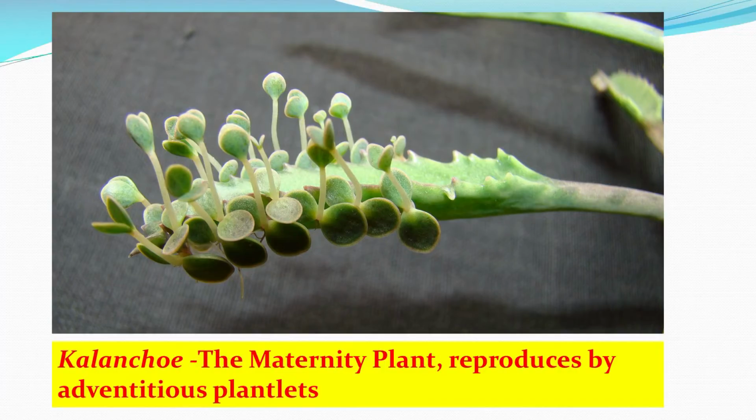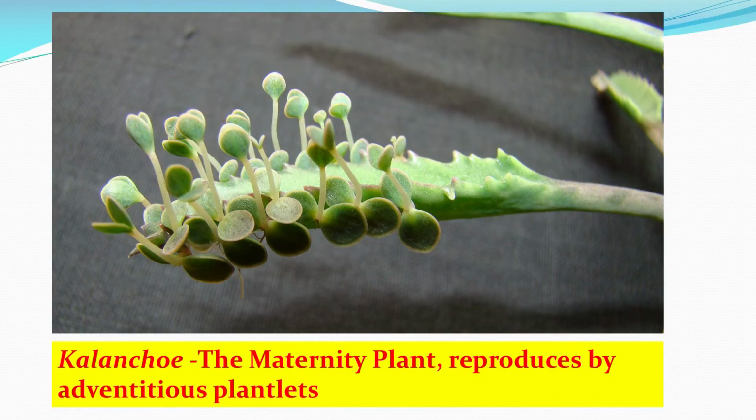Here this plant is Kalanchoe, a close relative of bryophyllum. Here the Kalanchoe in English is called maternity plant or simply mother of thousands. So, now this leaf has in its margin many notches. In each notch there is a bit of meristematic tissue, and from this meristematic tissue adventitious plantlets.